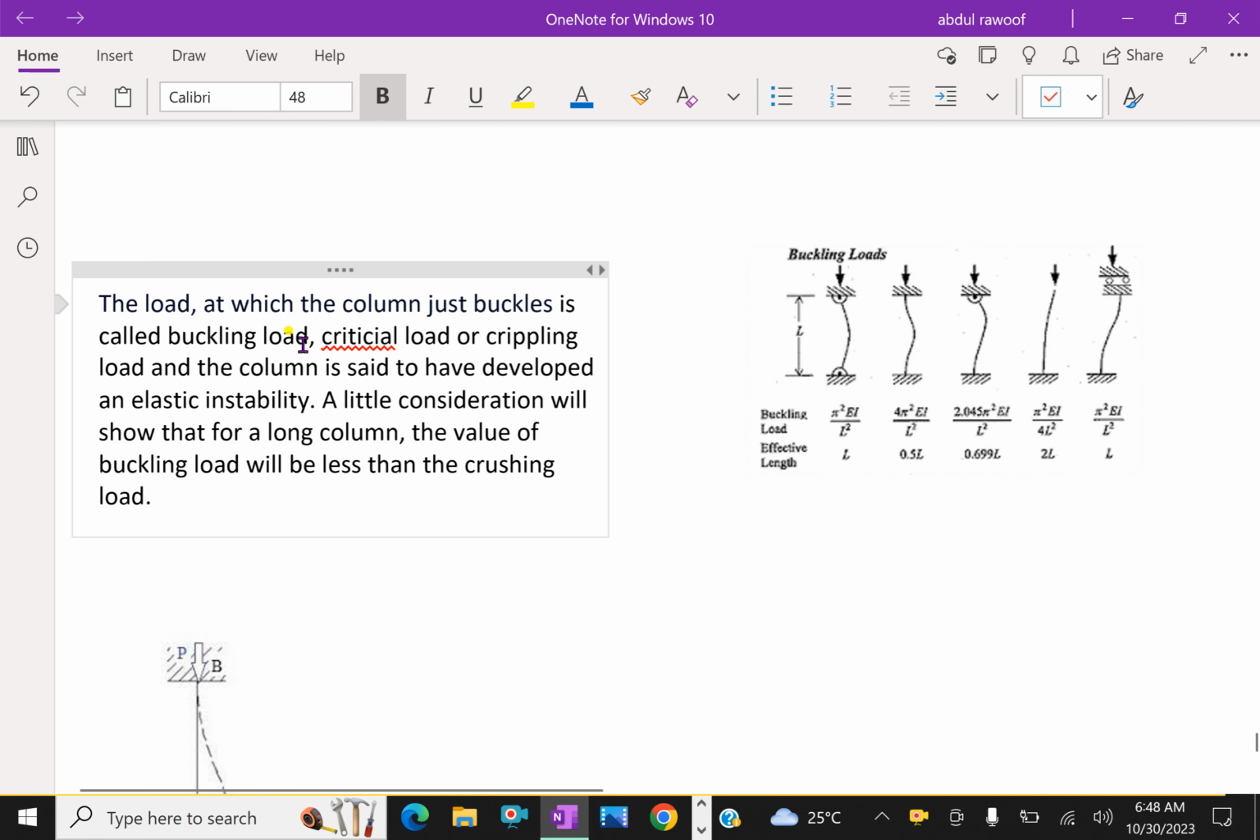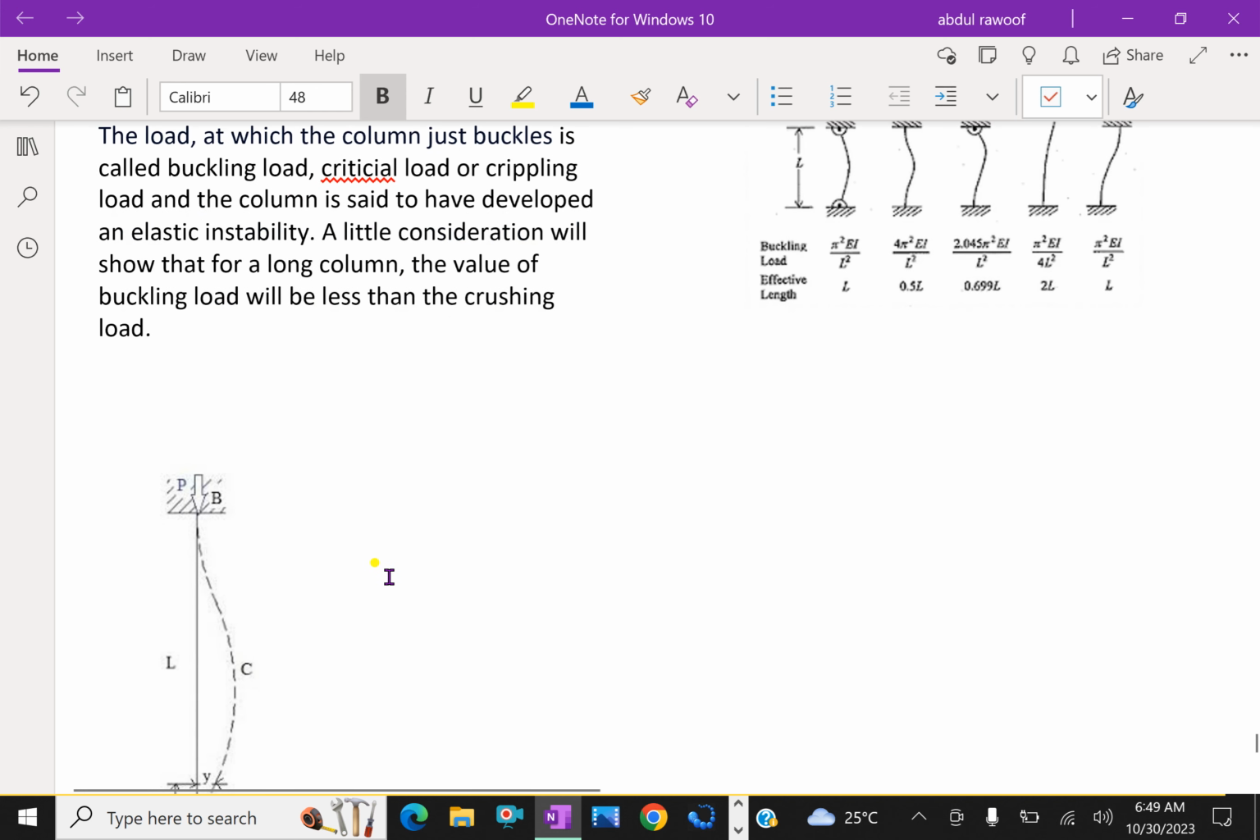In strength of materials, let us discuss the expression for crippling load, both ends hinged. The load at which the column just buckles is called a buckling load, critical load, or crippling load, and the column is said to have developed an elastic instability. A little consideration will show that for a long column, the value of buckling load will be less than the crushing load. Let us derive the expression for the crippling load for a column with both ends hinged.